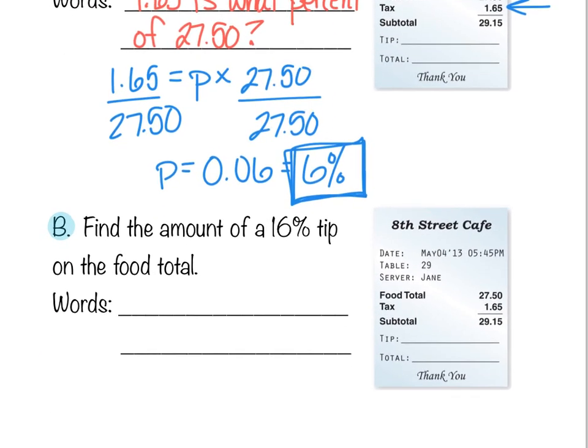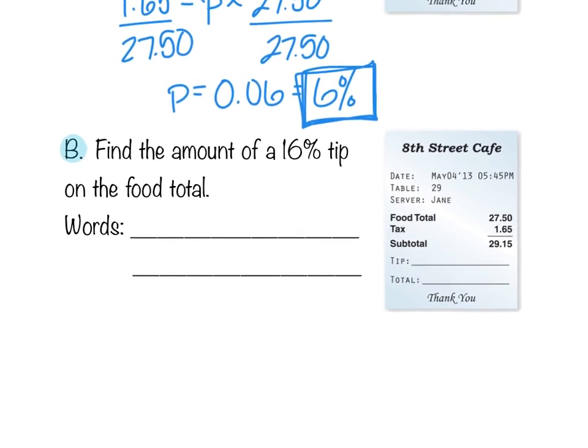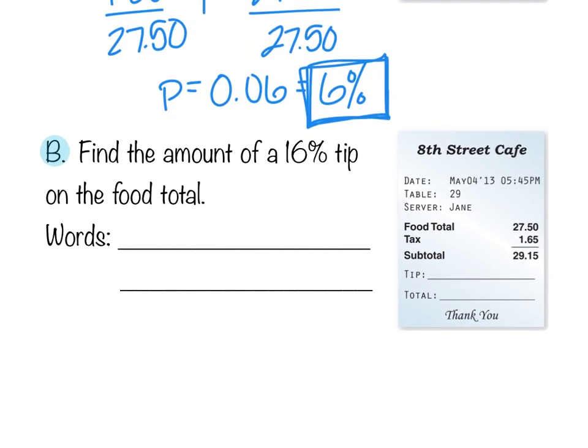Okay, so moving down in our notes, we can see there's another problem we have to do. Same problem with same receipt. This time it says, find the amount of a 16% tip on the food total. So you get your bill back, and you find out that your total price, which you probably knew ahead of time when you bought your food off the menu, is going to be $27.50, right? And we're trying to figure out, okay, so I want to leave a 16% tip.